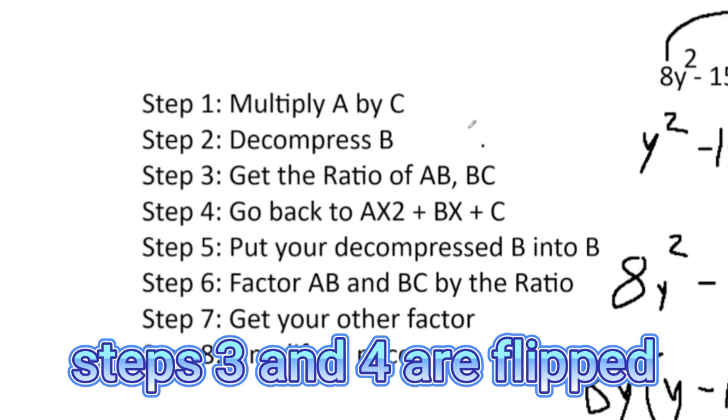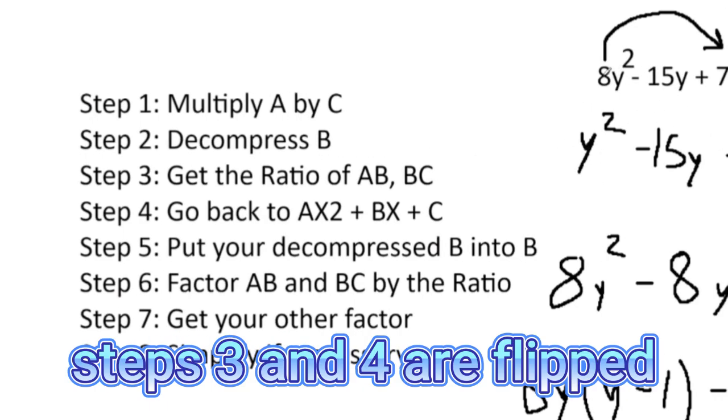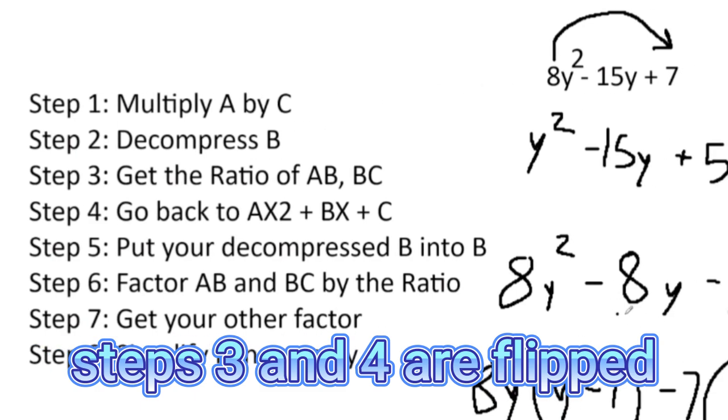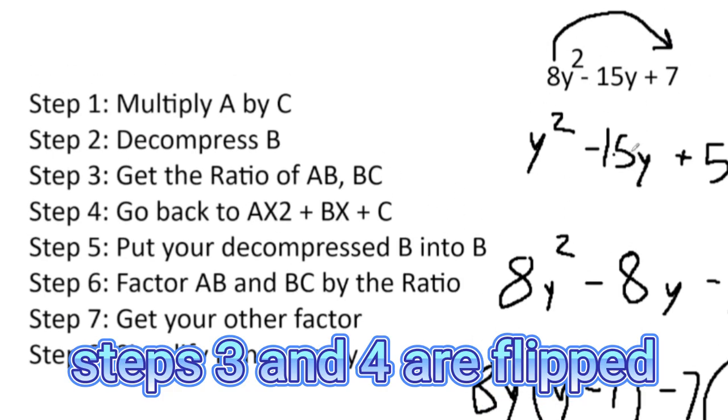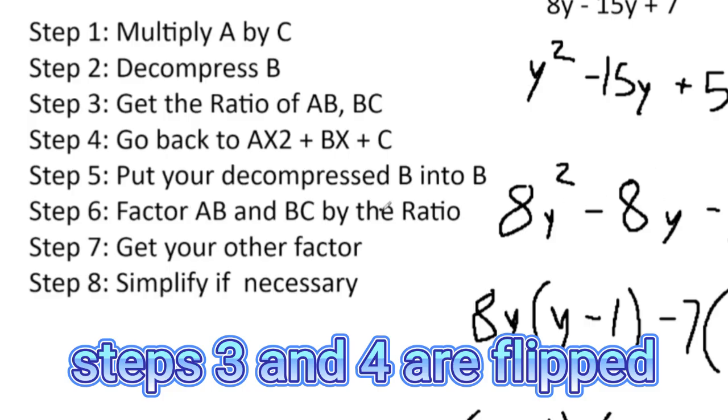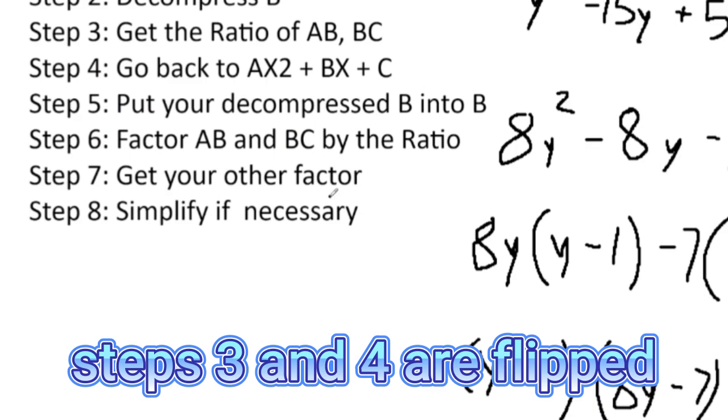Alright, so these are the steps we have. Multiply a by c, which is what we did here to get this 56: multiply this 8 by this 7. Decompose b, which is getting this negative 8 and negative 7. Get the ratio of a, b, and c, which is that 1 to negative 1 ratio. Go back to ax squared plus bx plus c, the original equation. Factor by the ratio. Get your other factor, and then simplify it if necessary, which we'll show in the next problem.